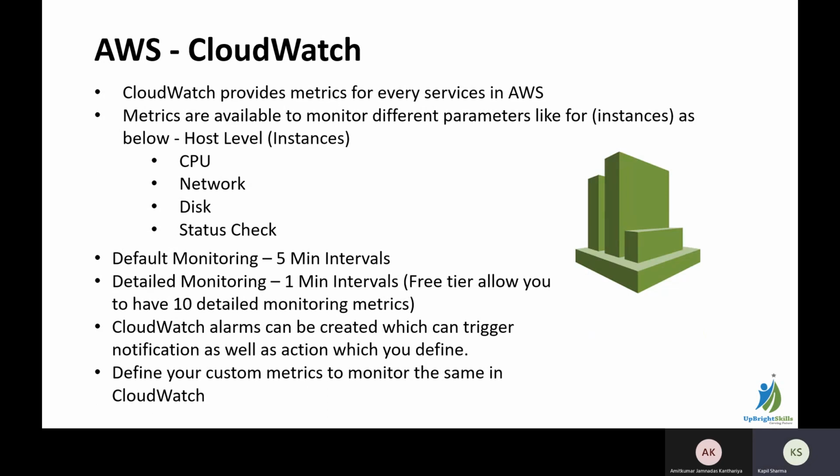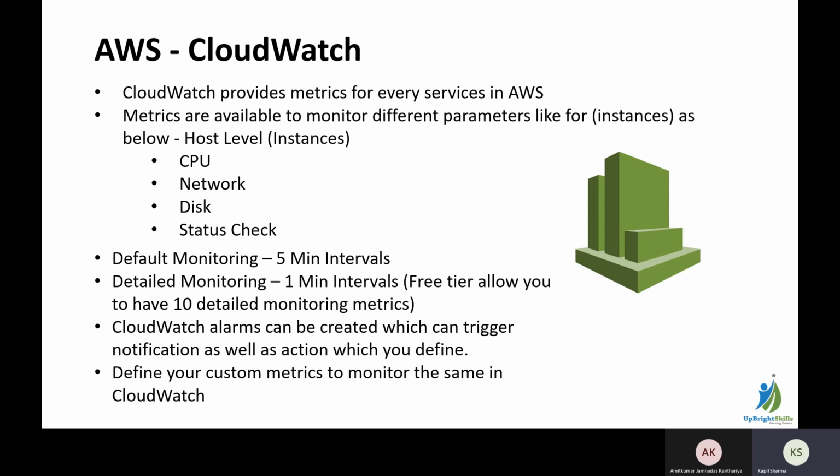CloudWatch provides metrics for every service in AWS. So metrics are available to monitor different parameters like instances as below. The host level metrics are CPU. You can monitor CPU performance, network throughput, input and output, disk read and write. There are again different parameters in disk as well, in network and CPU. Status check. So these are all the parameters available for host level metrics.